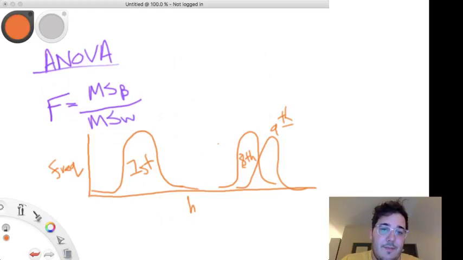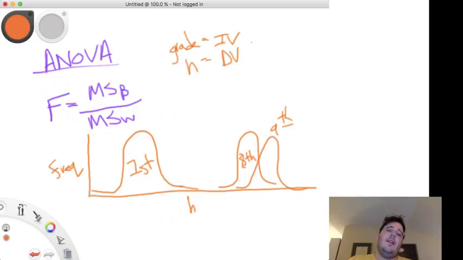So in this case, since I have 3 levels, grade is my IV and height is my DV. Let's say I get a significant F, and that says that grade can predict height. Well, okay, that's fine, but is it that first graders are shorter than 8th graders and 9th graders? Is it that 8th graders are shorter than 9th graders? Who is shorter than whom in this example? That's where you have to calculate everyone's favorite, Tukey's HSD, on a significant difference.